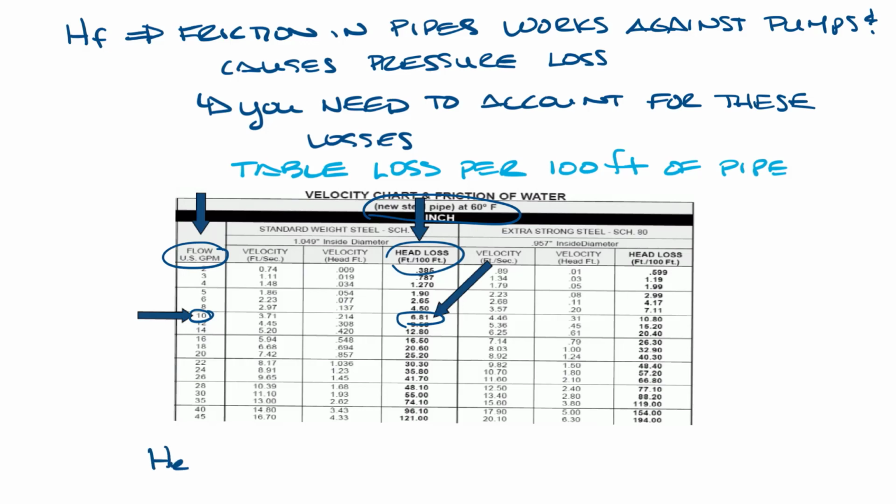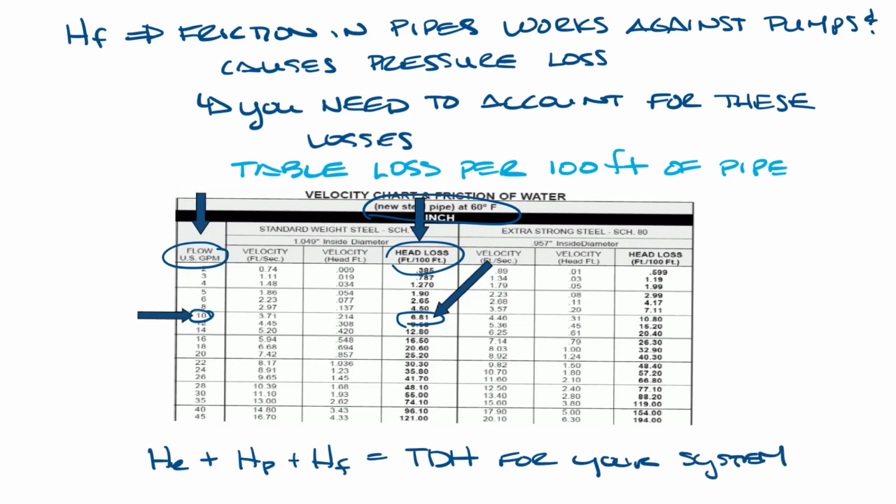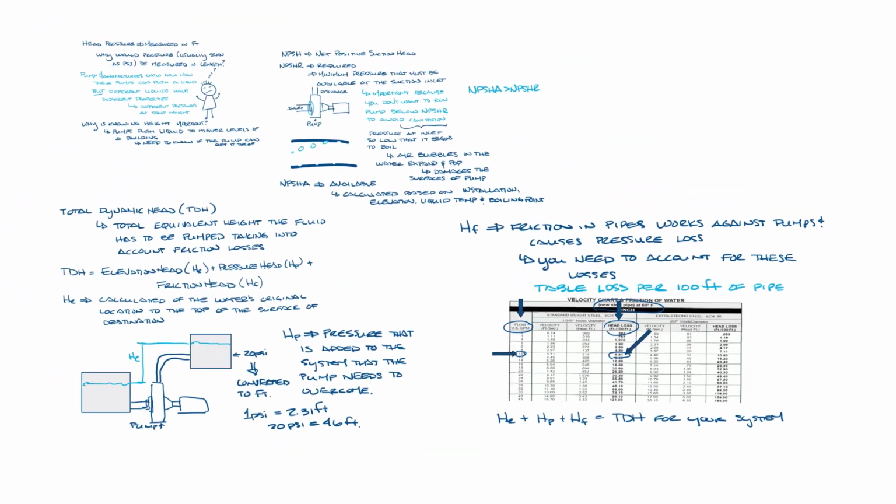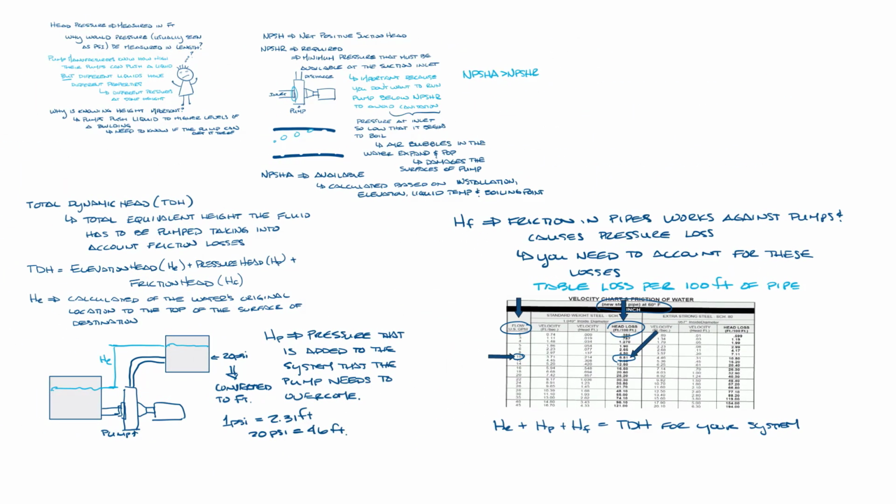So now you would take your elevation head, your pressure head, and your friction head and add those all together and get your total dynamic head for your system. And then you would use this to select your pumps, which we'll talk about in a future video. So let's bring all this back on screen. Those are the basics of pump pressures.